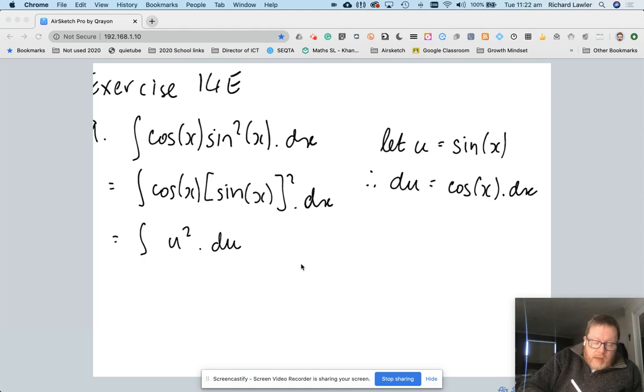Okay, so now we can integrate that. That's a fairly straightforward one. It's just the power rule. So I bump up the power by 1, so it goes to u to the power of 3. And then the reciprocal on the outside, so 1/3 u to the power of 3. And of course, the plus c that we are required to do for an indefinite integral.